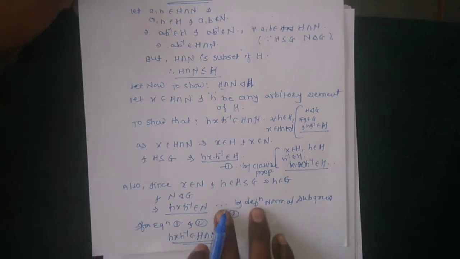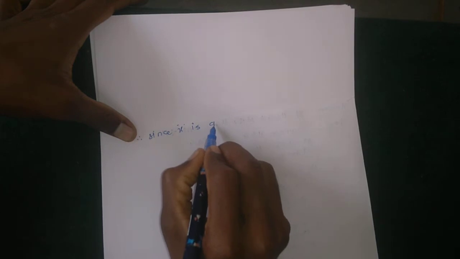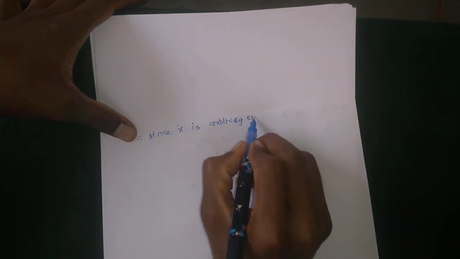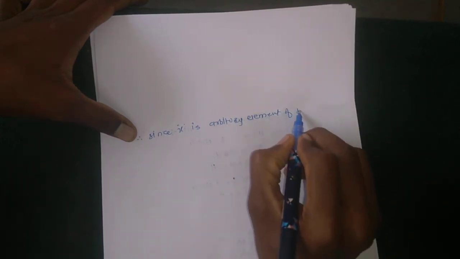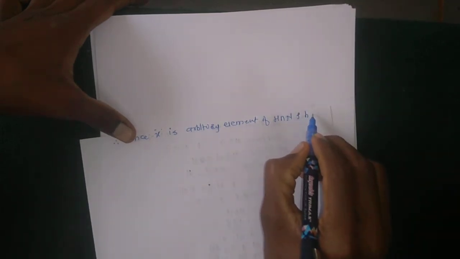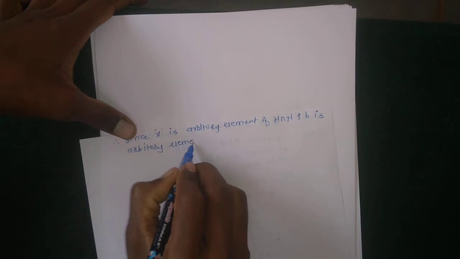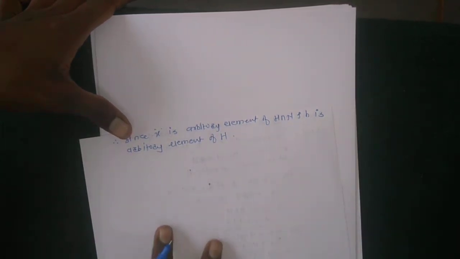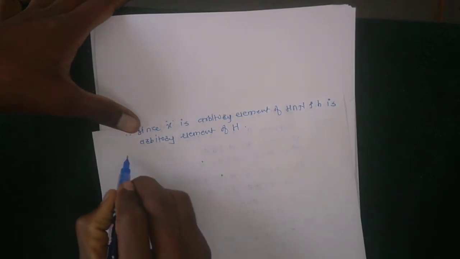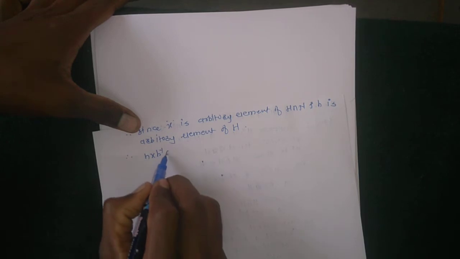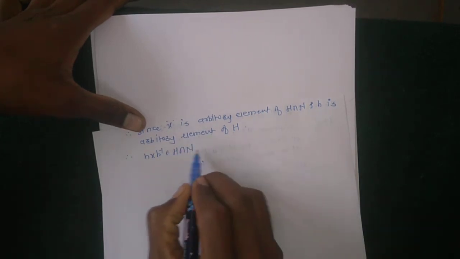Okay, therefore since x is an arbitrary element of H intersection N, and h is an arbitrary element of H, hxh inverse belongs to H intersection N.